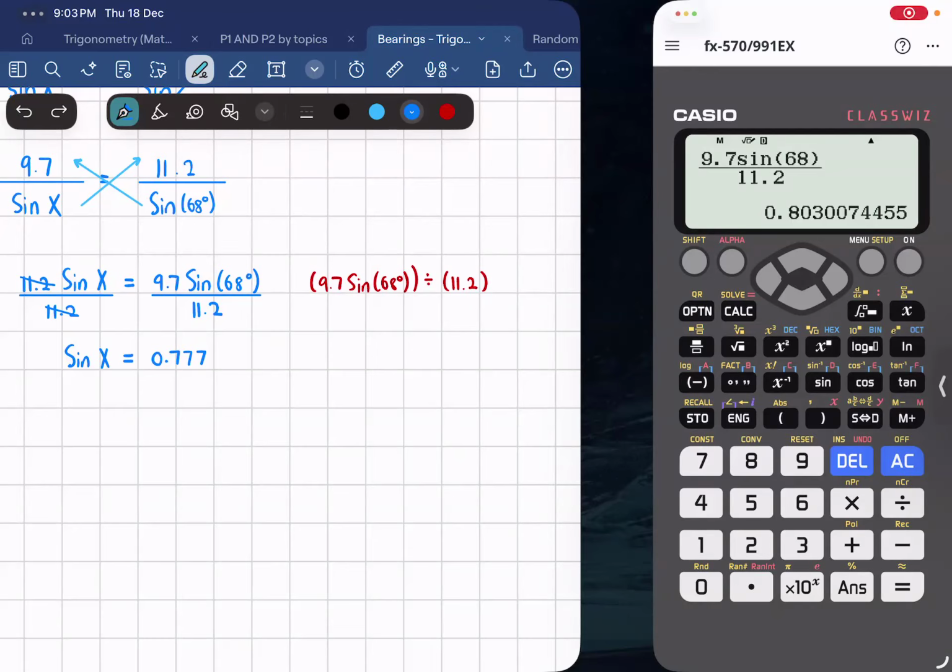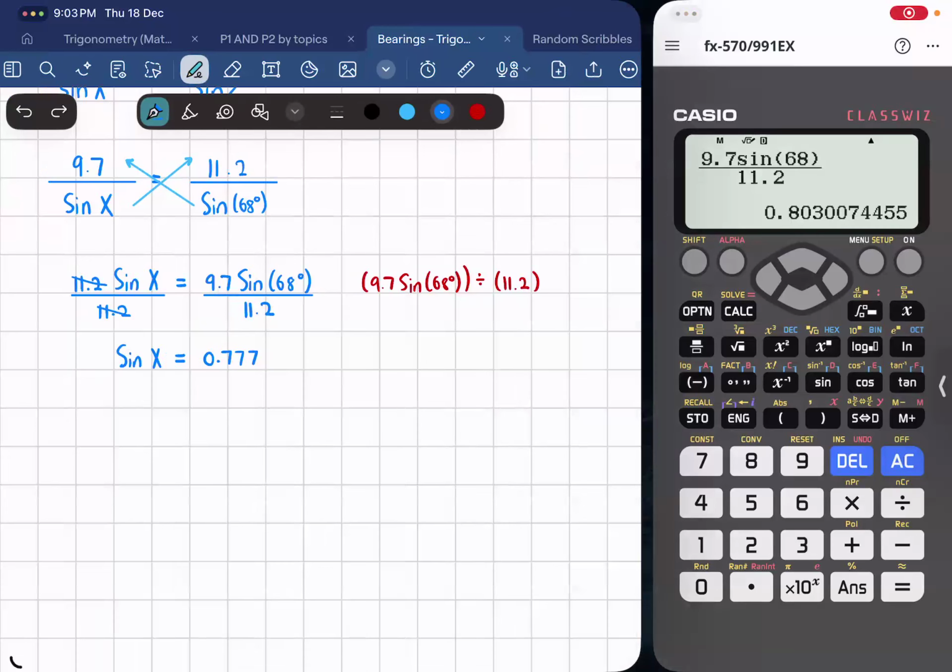Why would your calculator not be in degrees? If it's an odd math student, I understand it, but if it's not odd math students, that's crazy. So guys, just make sure you're getting 0.803007, right?